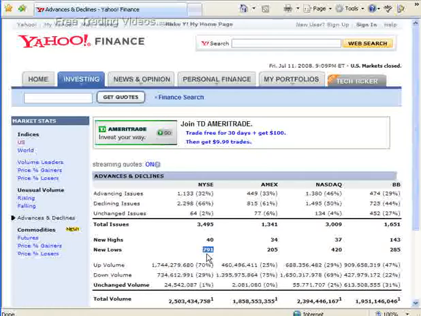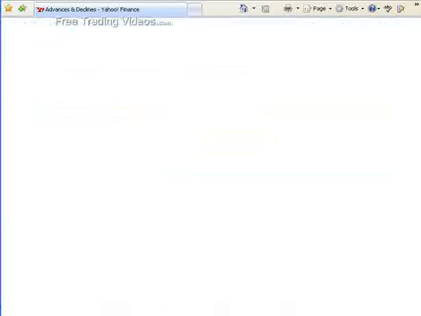It doesn't mean it will move to the upside. We could easily free fall from here. So we don't know. We're going to need more data before we can make that assumption. So this is what I'm looking for: bullish divergences, greater than 600 on the new lows. That's a beautiful, beautiful thing right there, guys.